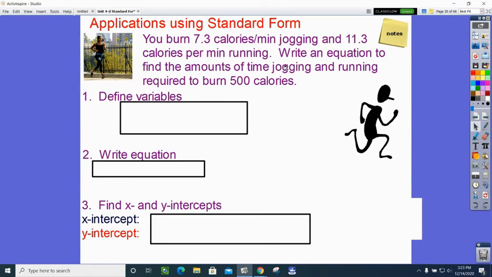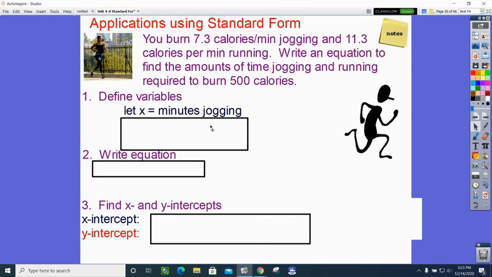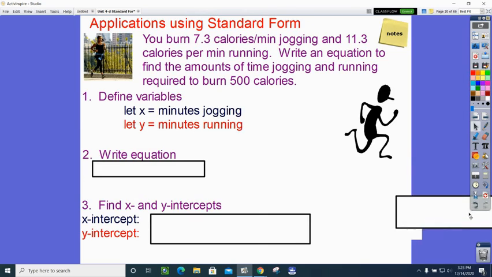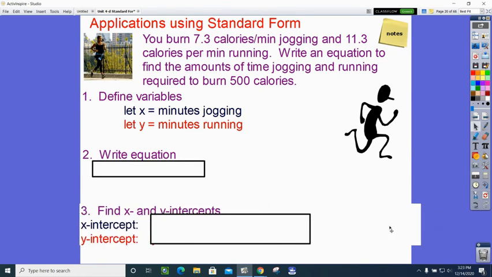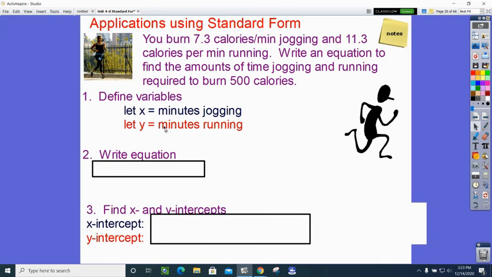What are they? Well, basically, it's time jogging. So I'm going to let x be the minutes jogging, and I'm going to let y be the minutes running. And by the way, if you switch those and put y as the minutes jogging and x as the minutes running, there's really not a dependency here, so you would be equally as right. Now we're going to write an equation. So what goes with the jogging, what goes with the running, and what's your total? See if you can write that equation yourself. If not, come back, we'll do it together.